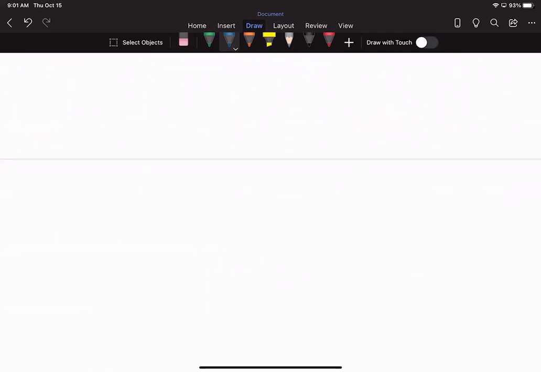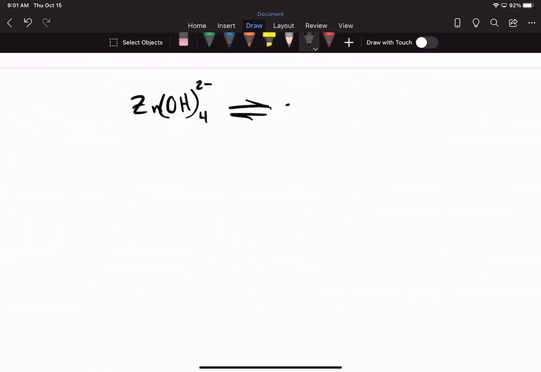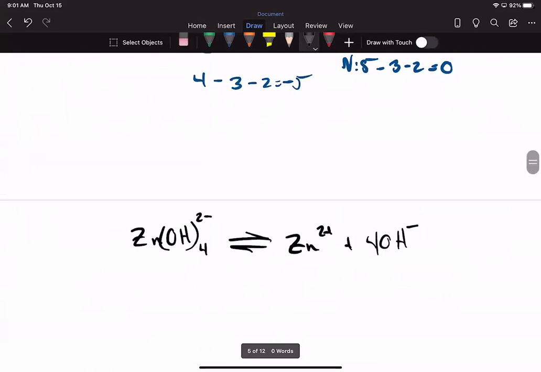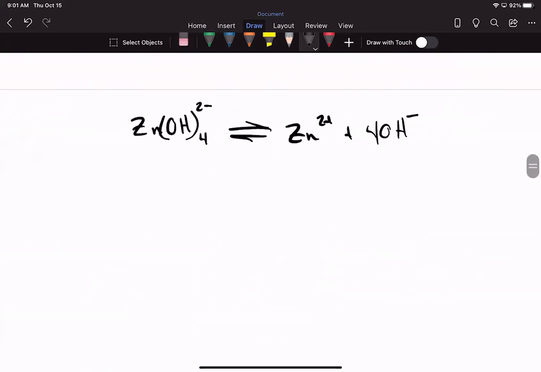All right. Let's take a look at something else here. How about we take a look at zinc hydroxide? Not 4. I need an ion here. I'll put 4, and then this will be a 2 minus charge. So we're going to get some zinc 2 plus, and I'm going to get 4 hydroxides. And again, because of transition metals, don't worry about the octet rule or the 4 bond rule for these transition elements.